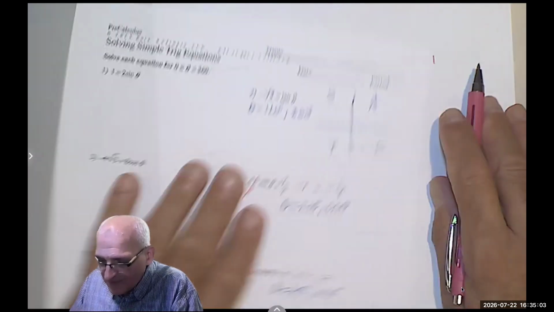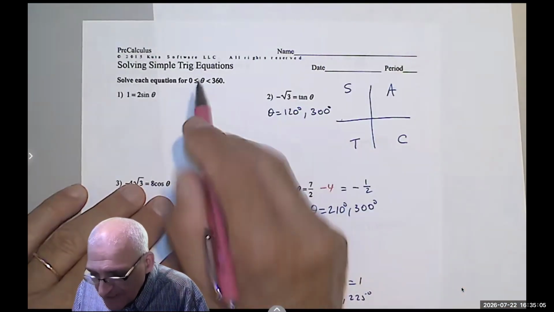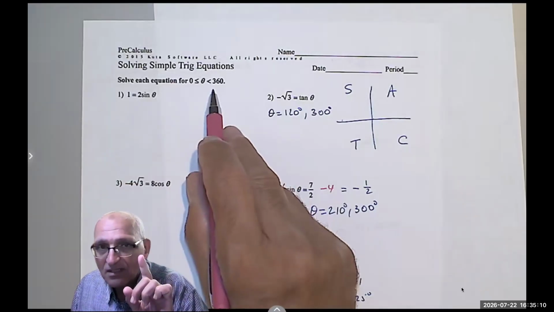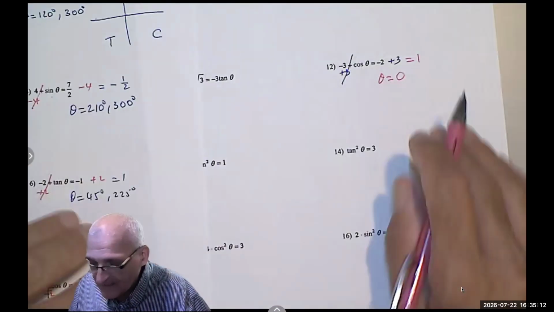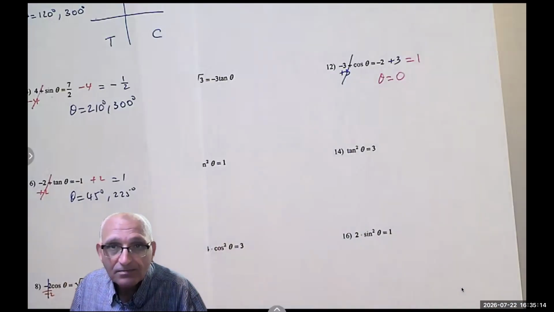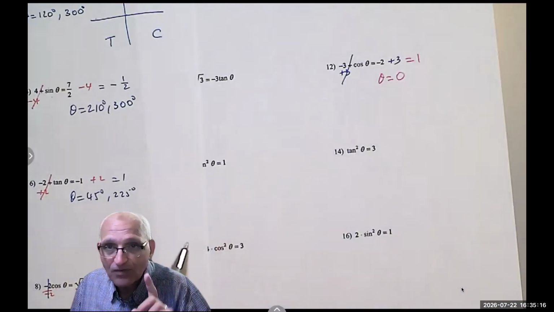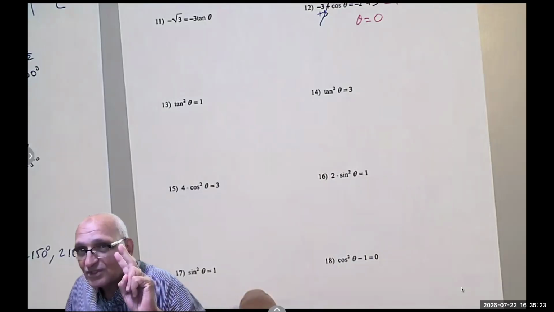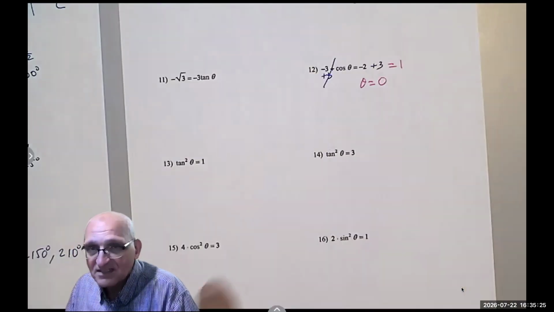However, they told me theta is greater than or equal to 0, less than 360, not less than or equal. So the answer is just 0. There's no 360 because they said less than 360. Be careful. That's a trick. I told you there are up to 2 answers. In this case, there is only 1.